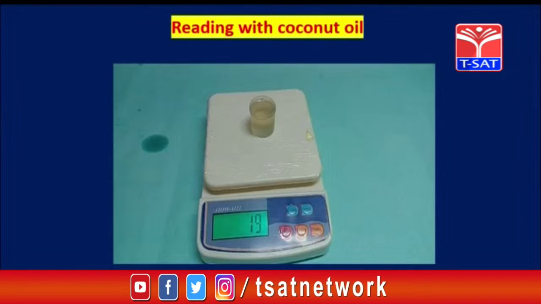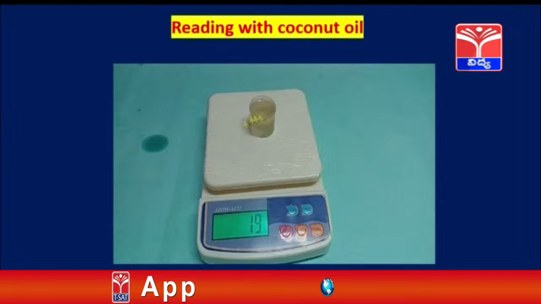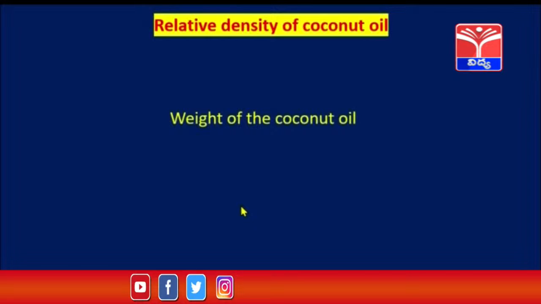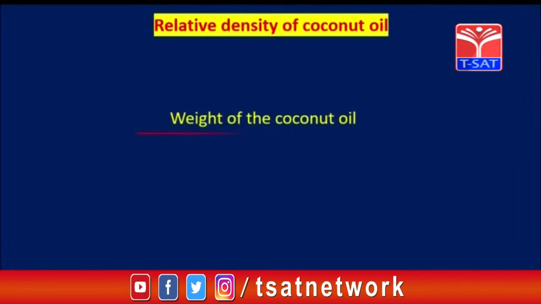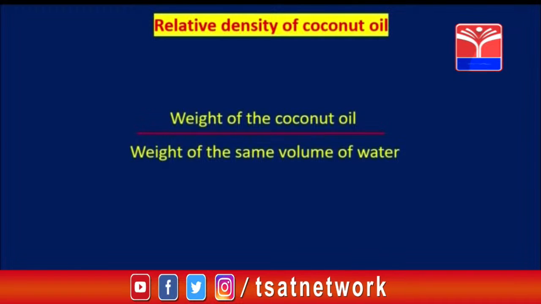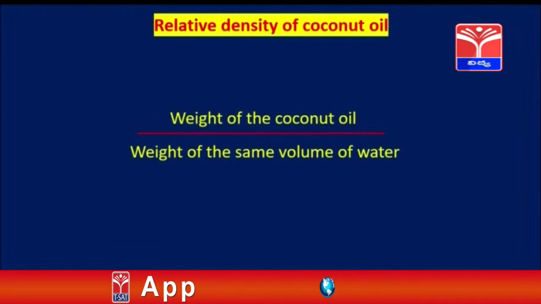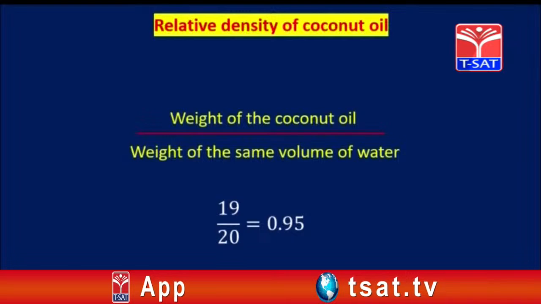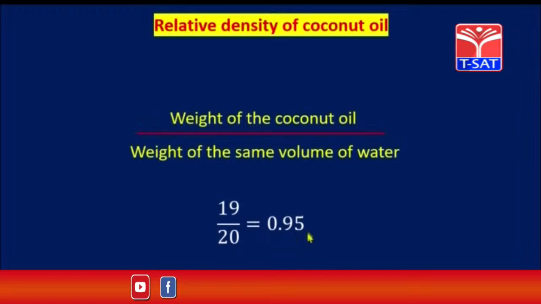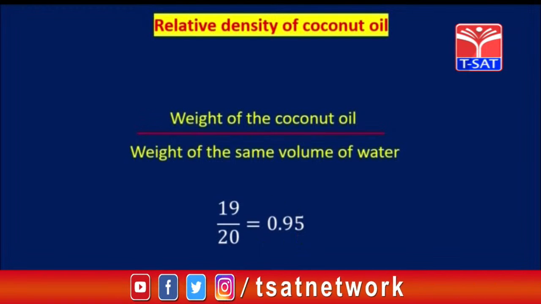Now, take another liquid. Fill it with coconut oil. This is the container with coconut oil. Now, you can see the weight. The weight is 19. Now substitute the values in the formula: weight of the coconut oil by weight of the same volume of water. Water we already found in the beginning itself. So the weight with coconut oil is 19 and with water is 20, that is 0.95. With this data we can categorize that different liquids have different densities.